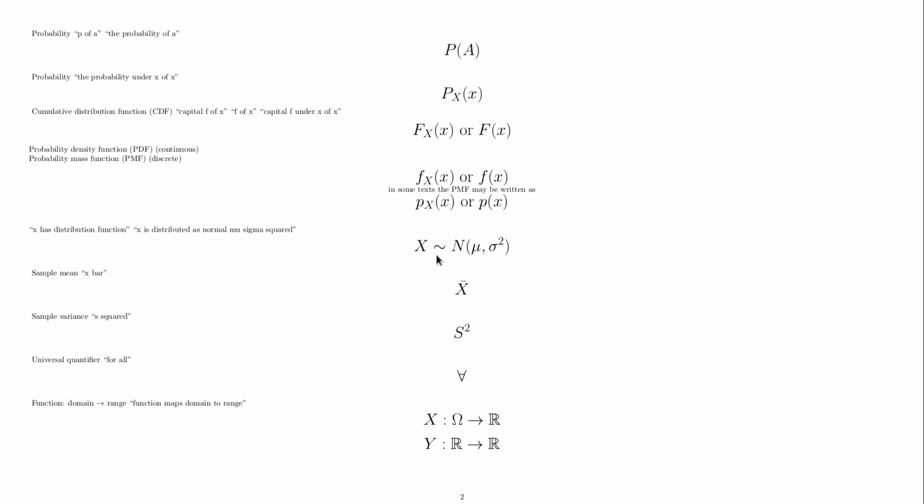Another important piece of notation is this squiggly line here. This is sometimes used as similarity or about, but in this case it means x, the random variable x, has distribution function normal mu sigma squared. So in this case, I'm just using the normal distribution as an example to show that this can be read as has distribution function, or is distributed by.